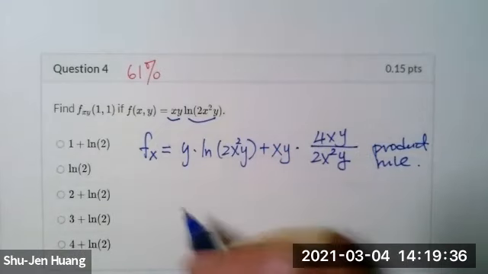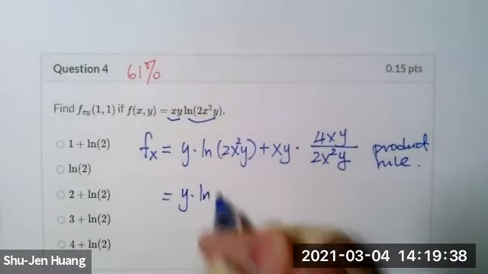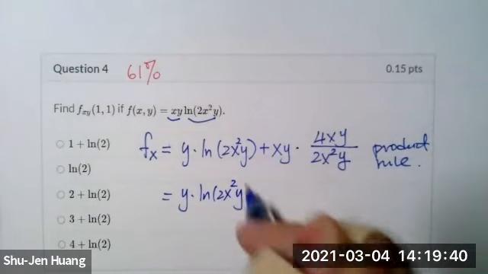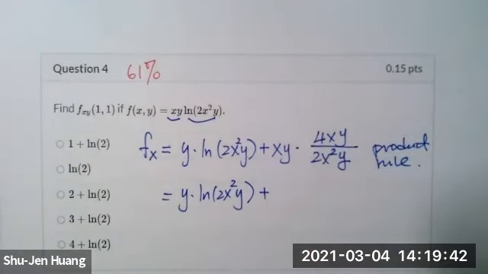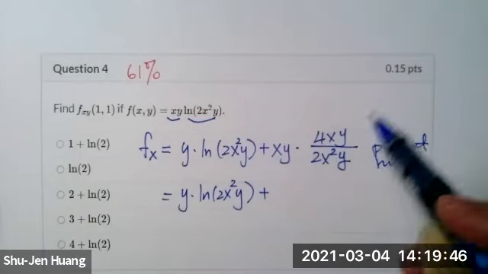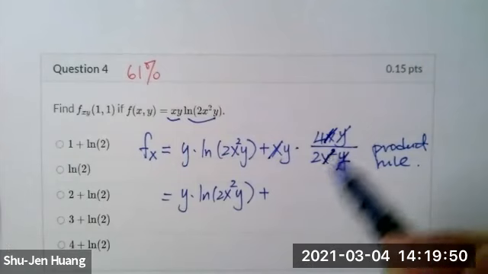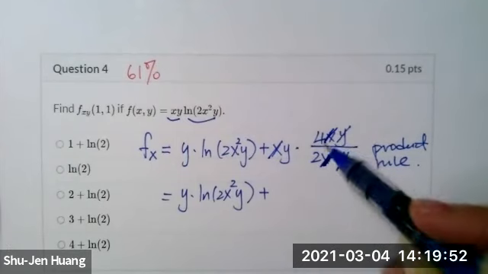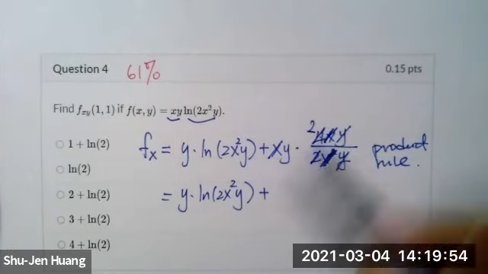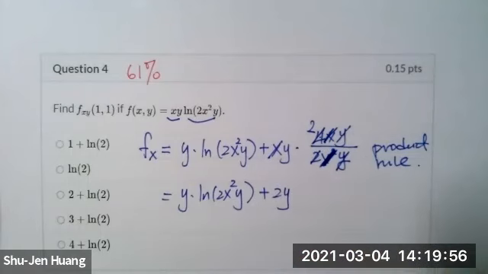Now let's simplify a little bit. In the second fraction, we can get rid of y and both x's, and that gives us 2. After we reduce it, we get 2y for the second term. So this is the partial derivative with respect to x.